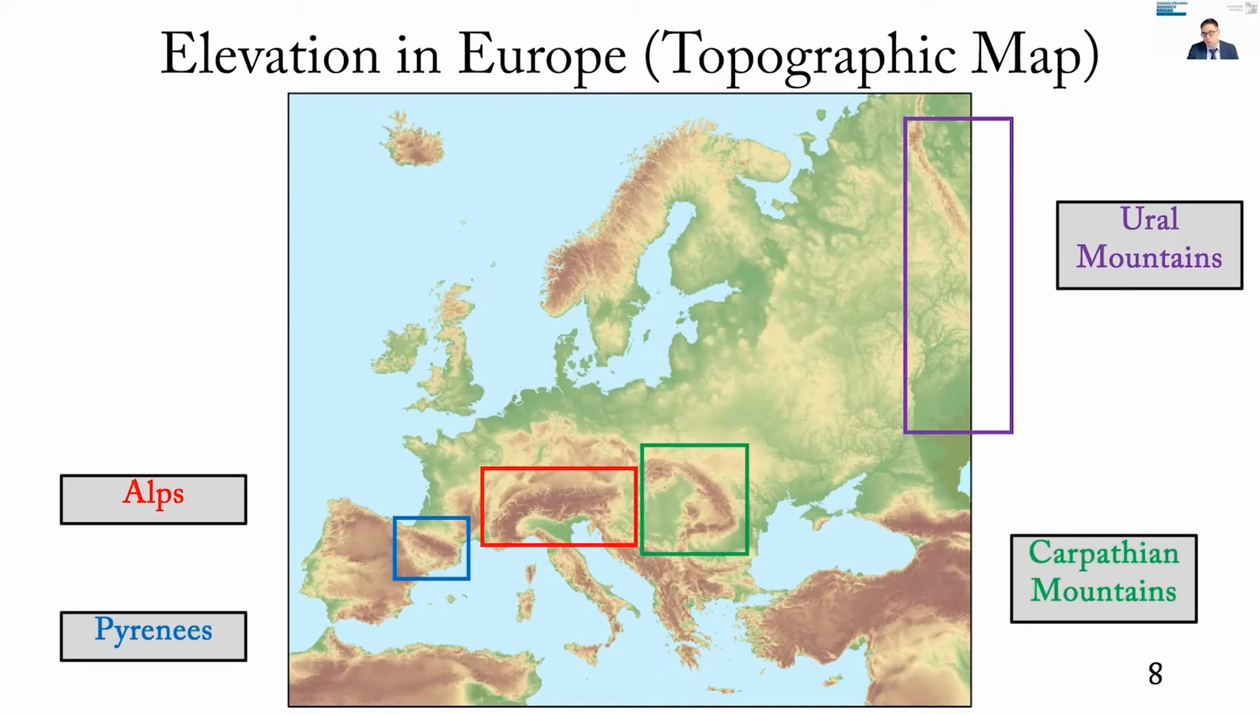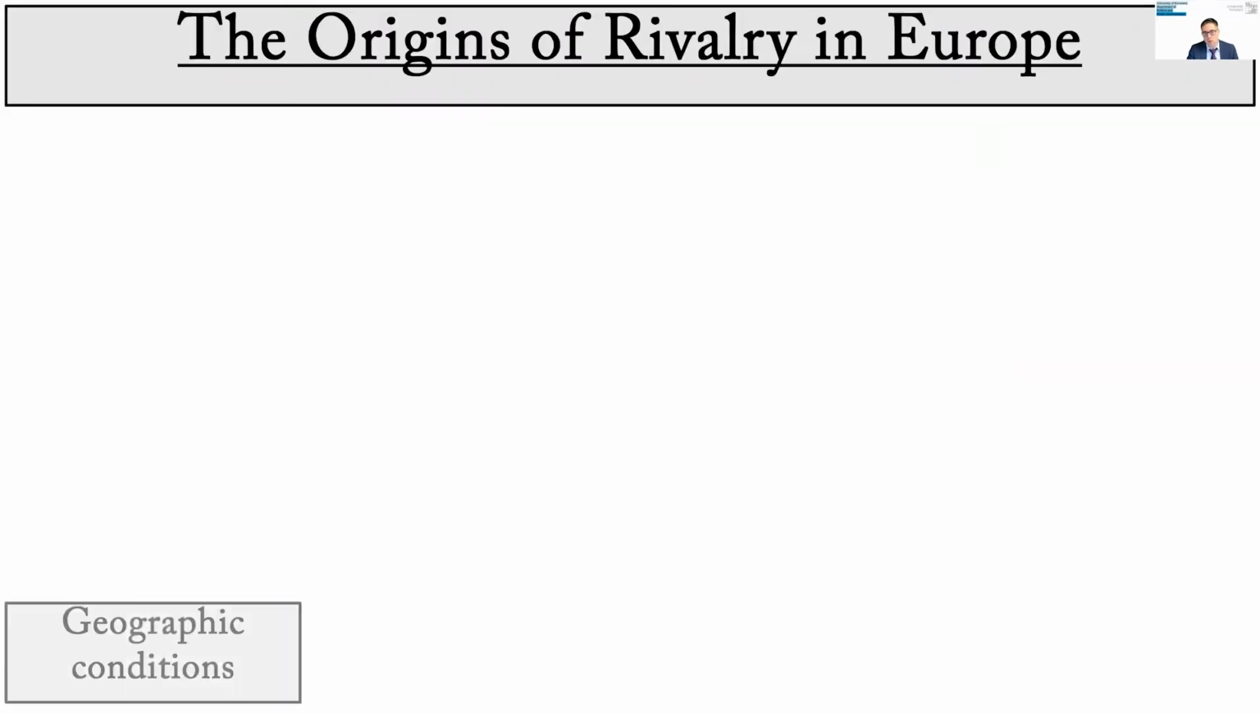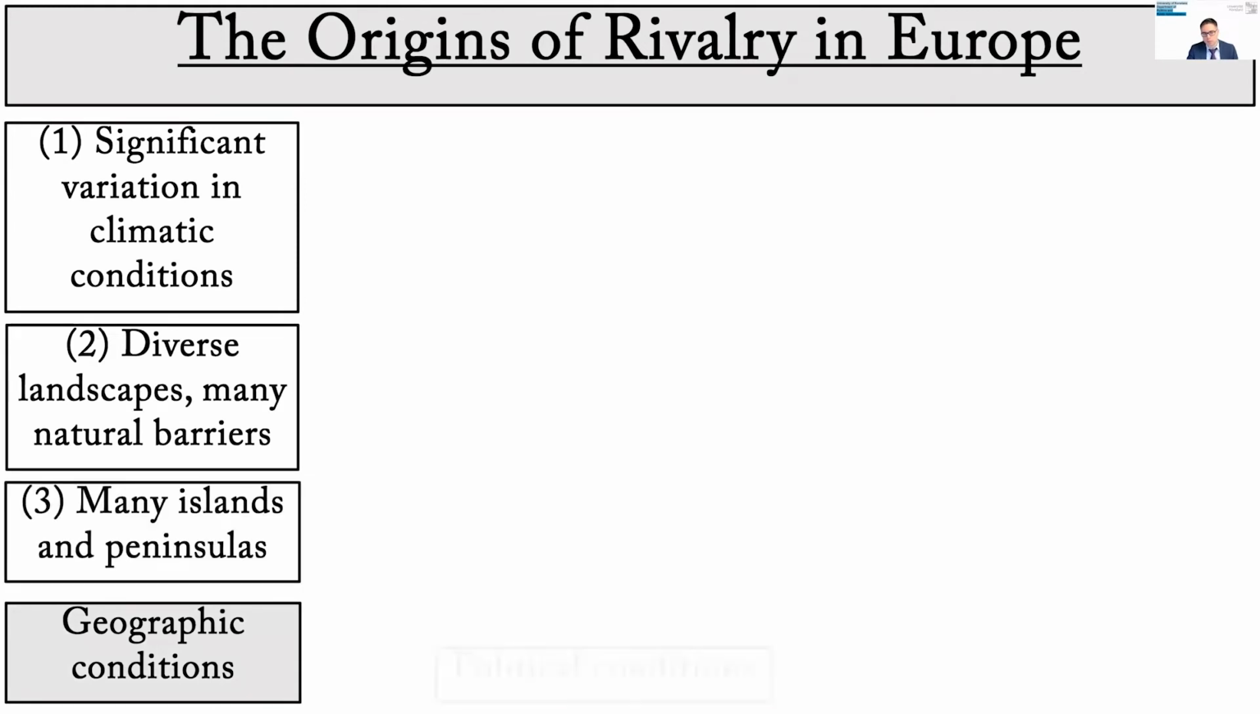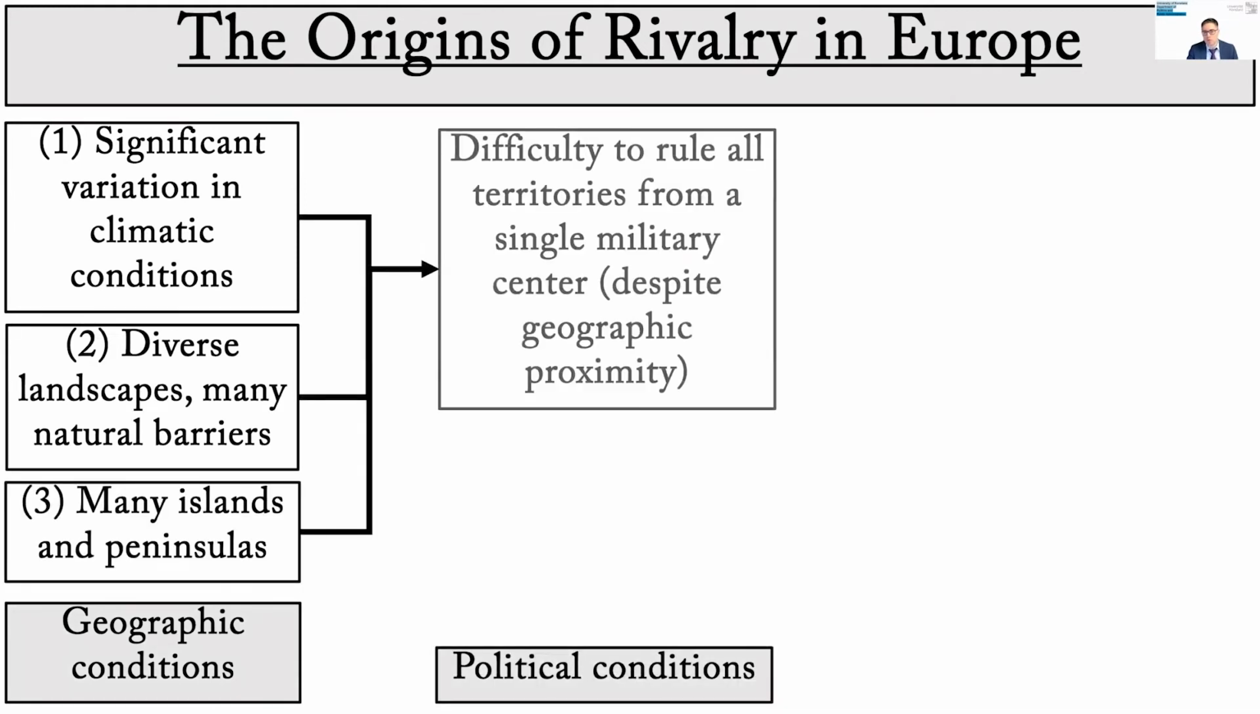In addition to that, you also have multiple peninsulas, such as the Iberian Peninsula and the British Isles, and only a combination of sea power and land power makes it possible to occupy them, unless you want to go through very narrow geographic corridors. And so all of this means that it is easier to sustain rivalry. So on the one hand, we have these geographic conditions that make it very difficult for a single military center to rule the continent, and that is part of the theory.